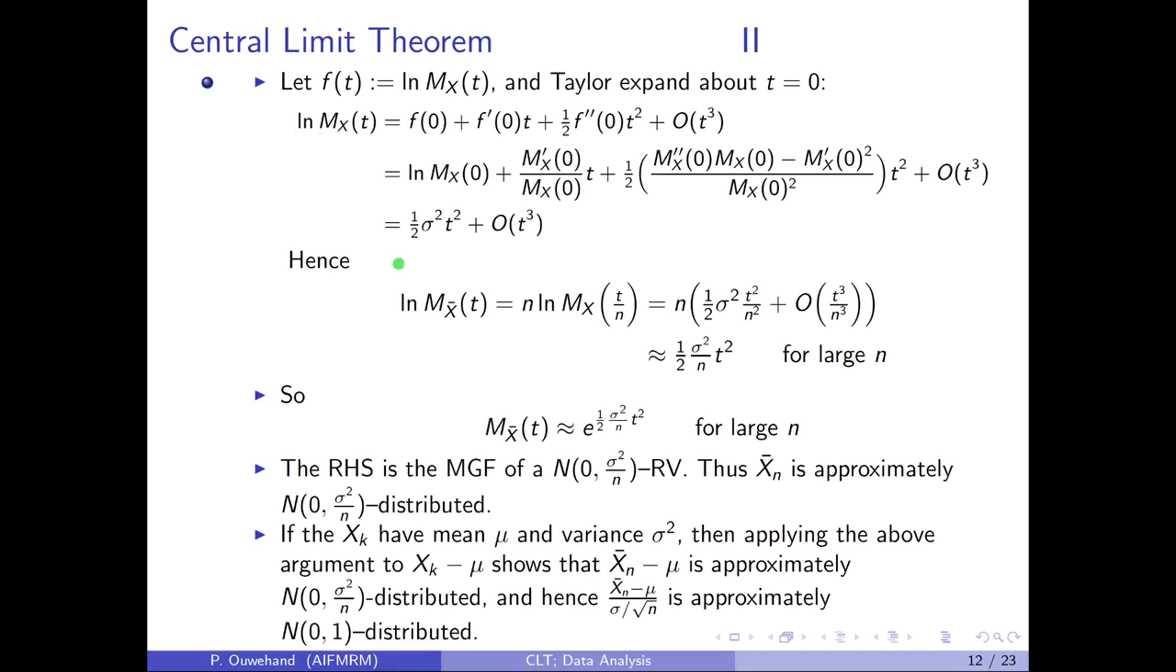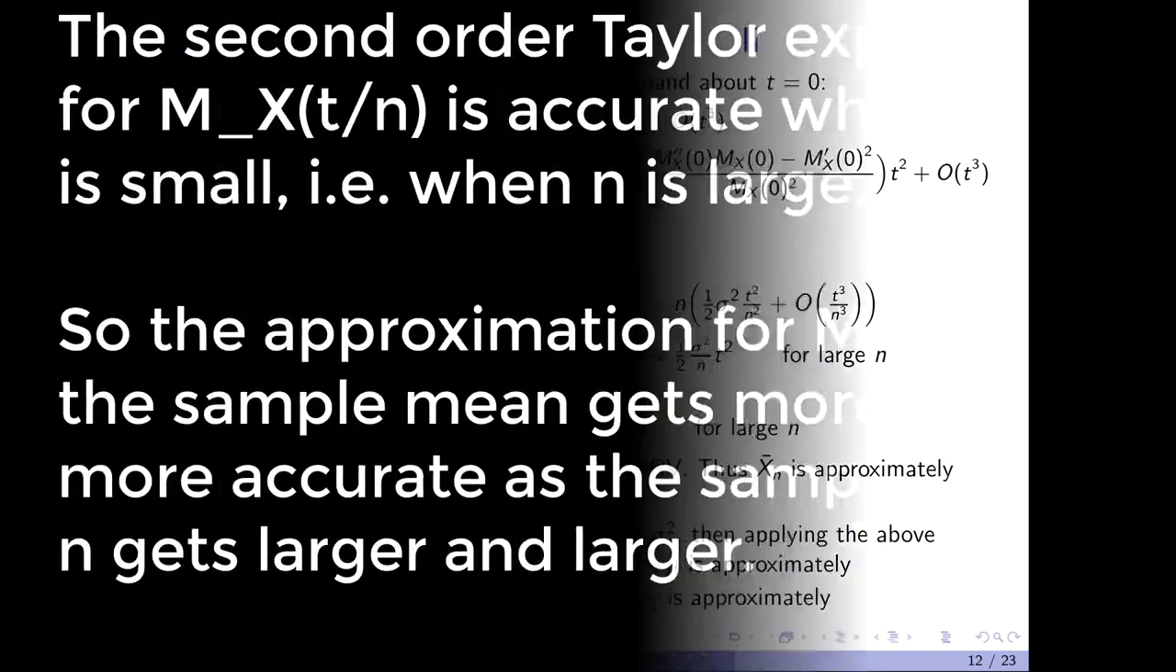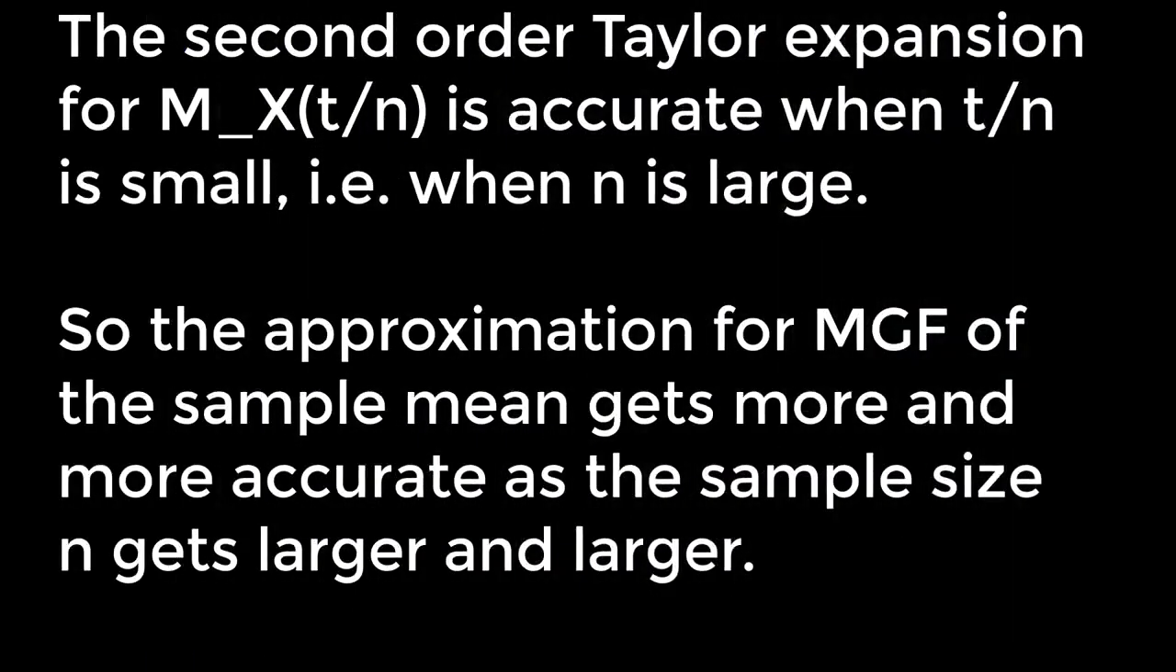Now using the relationship between the moment generating function of the sample mean and the moment generating function of x on the previous slide, we obtain the following, i.e. it's approximately equal to a half sigma squared n t squared. That's the logarithm, so the moment generating function of the sample mean is approximately equal to e to the half sigma squared over n t squared. Note that the second order Taylor expansion for the moment generating function of x evaluated at t over n is only accurate when t over n is small, i.e. when n is large. So the approximation for the moment generating function of the sample mean gets more and more accurate as the sample size n gets larger and larger.